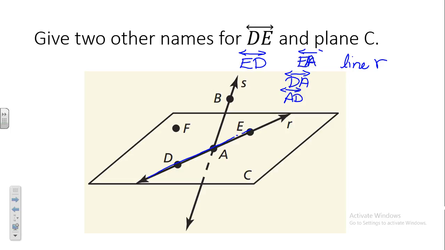Okay, now let's talk about the plane. Plane C. Why could they call that plane C? Good. There's no dot here. It's not a point, just plane. That's its name, plane C. Okay? So now how many letters do we have to use in order to name a plane? Three. Yep, three non-collinear letters. Three non-collinear points.